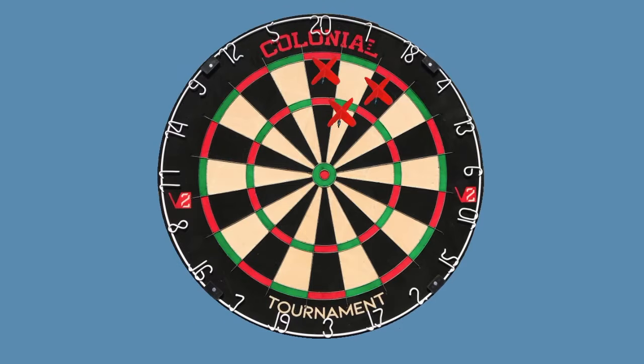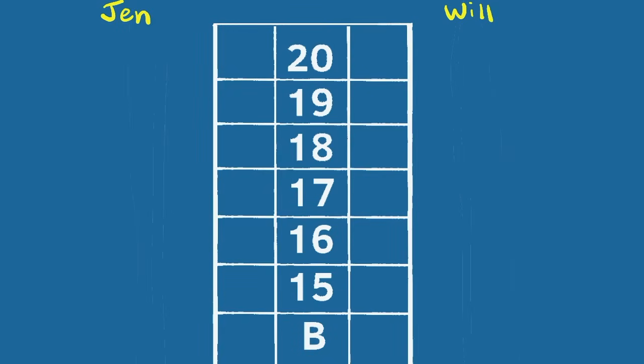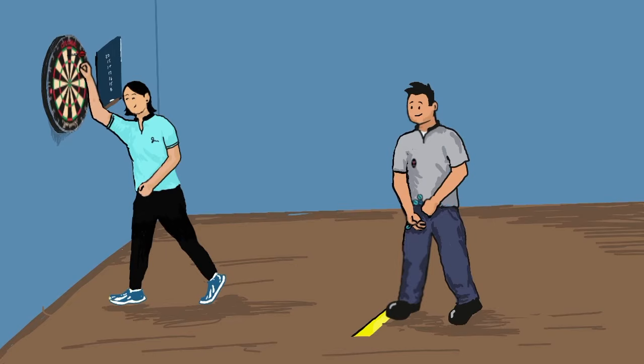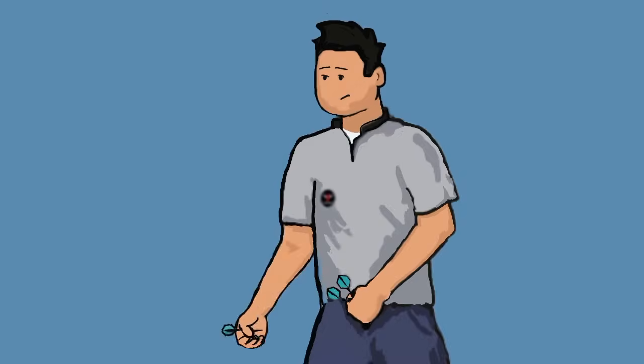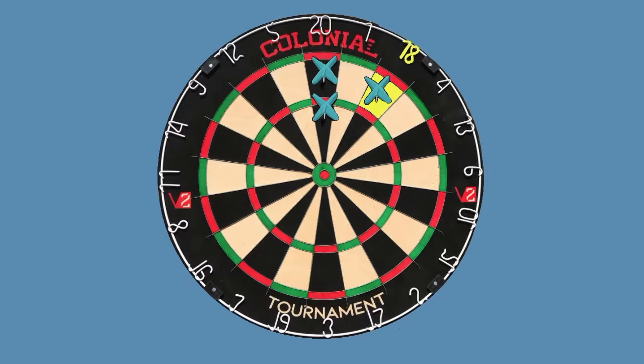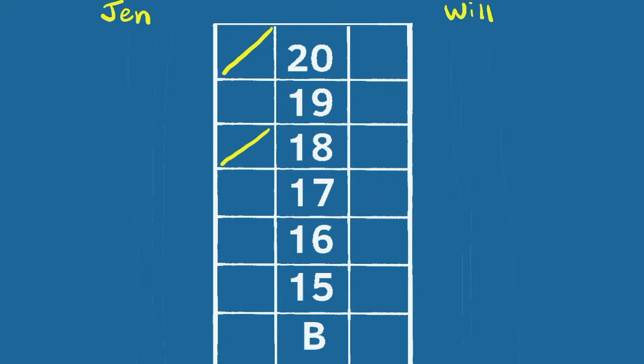In Jen's first turn, she hits a 20, a 1, and an 18. To score this, you would put 1 mark in the 20, 1 mark in the 18. The dart that landed in the 1 doesn't count, so it's not recorded on the scoreboard. Her turn is complete, so she removes her darts from the board, and now it's Will's turn. Will hits 2 20s, and the other dart hits an 18. Every dart has hit a number that counts, so the 2 20s are scored like this, 1 mark for each single, and then a mark for the single 18.